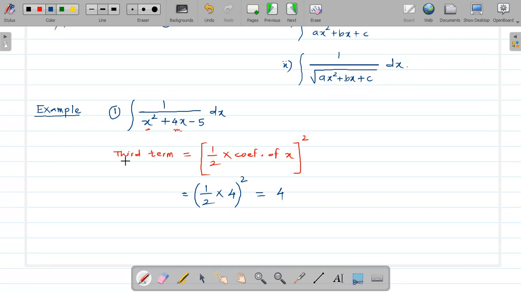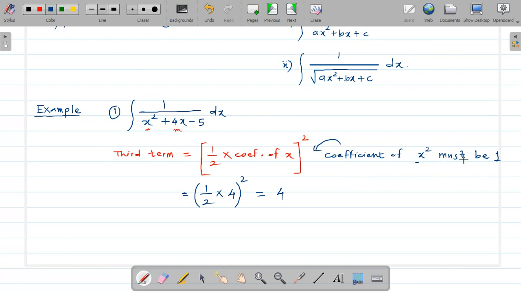Now to get the third term, the formula is 1 by 2 into the coefficient of x, bracket square, but here the coefficient of x square must be 1. This is the condition to use this formula. To use this formula, first of all, if you observe the quadratic expression, observe the coefficient of x square, and it should be 1.